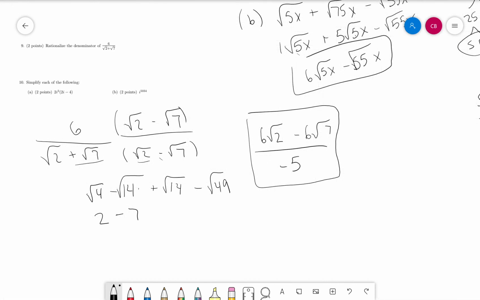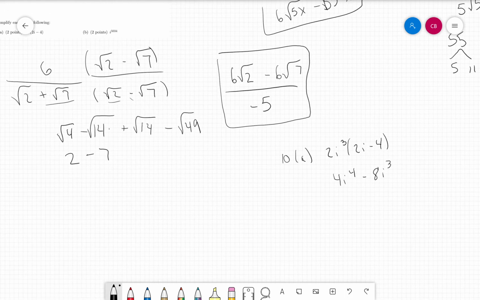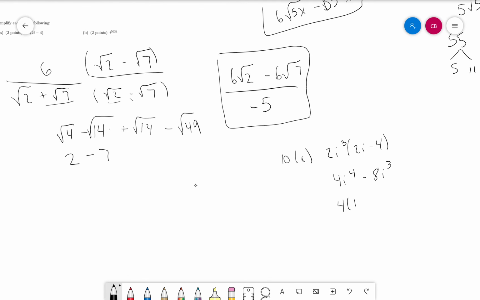Okay, then we're going to do some i things. The last ones we're going to do are 10a is 2i to the third times 2i minus 4. So this is 4i to the fourth minus 8i to the third. Oops, that's ugly. To the third. And we know i to the fourth is just 1, and i to the third is negative i. And so this is 4. Negative and negative is positive, 8i. That would be your answer.